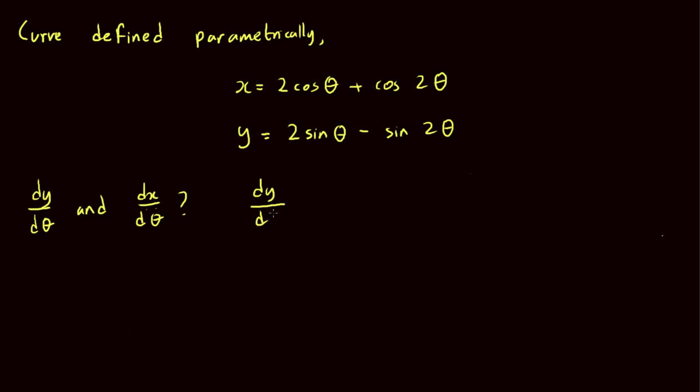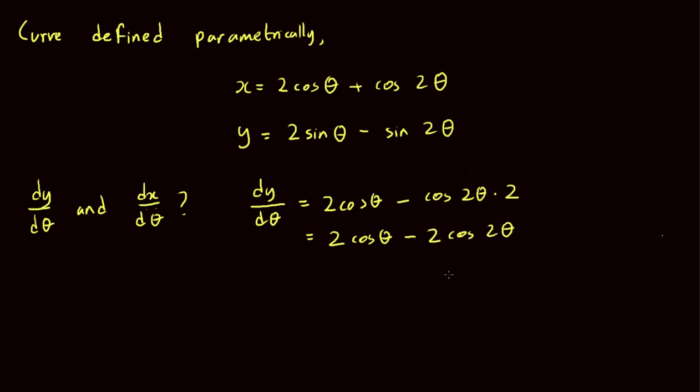So dy over d theta, it's just what? It's just 2 cosine theta minus cosine 2 theta times 2. So it would be 2 cosine theta minus 2 cosine 2 theta.